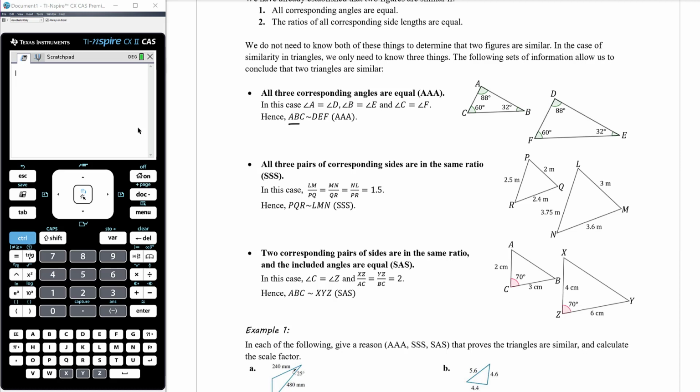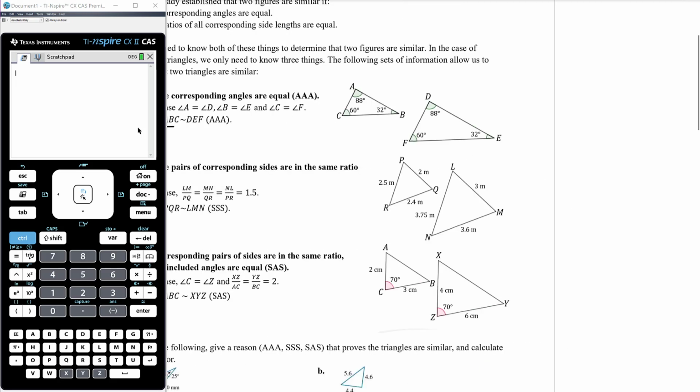The third way is if we know 2 sides and 1 angle, but it must be a particular combination of that information. It must be the angle that is included between the 2 sides. So 2 corresponding pairs of sides are in the same ratio and the included angles are equal. So we know that 4 divided by 2 is the same as 6 divided by 3, and given that the angle in between them is the same, 70 degrees, we know that these triangles are similar. So triangle ABC is similar to triangle XYZ, and that is because of SAS, side, angle, side.